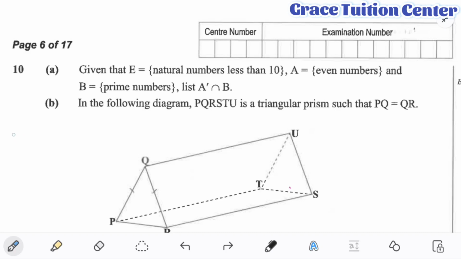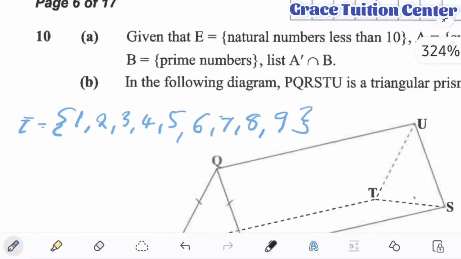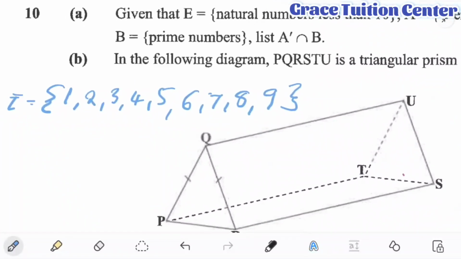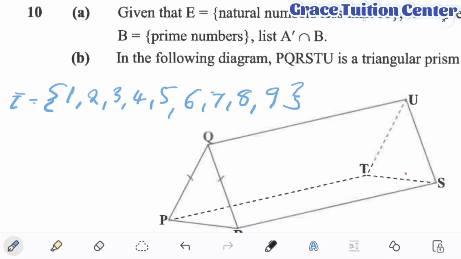Let's start with the universal set. So we are told that set E is equal to natural numbers less than 10. What are natural numbers? Well, these are counting numbers starting from 1. So if we write here, we're going to have 1, 2, 3, 4, 5, 6, 7, 8, 9. Since it says natural numbers less than 10, we just go up to 9, because if you put 10, this condition won't be met. They must be less than 10.